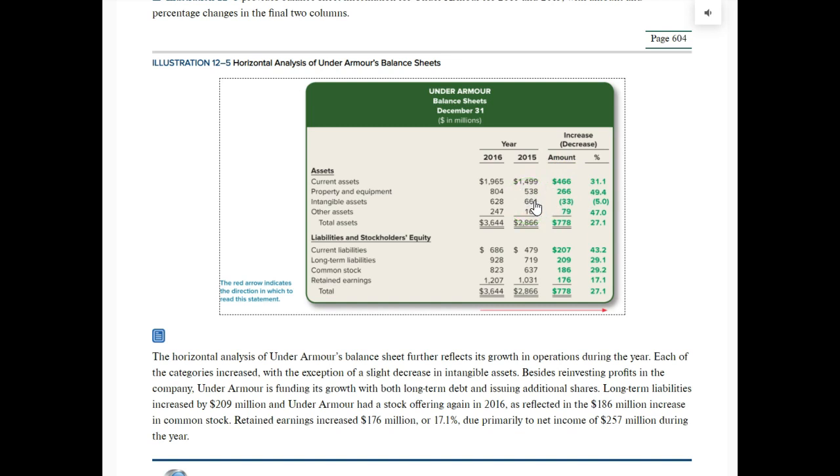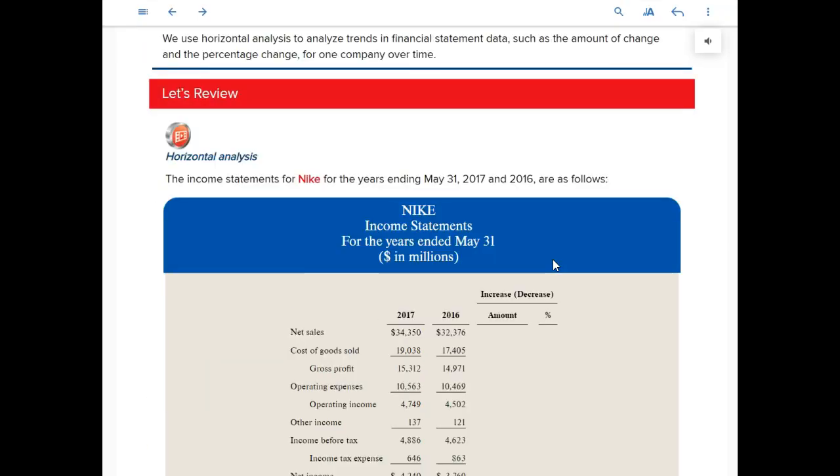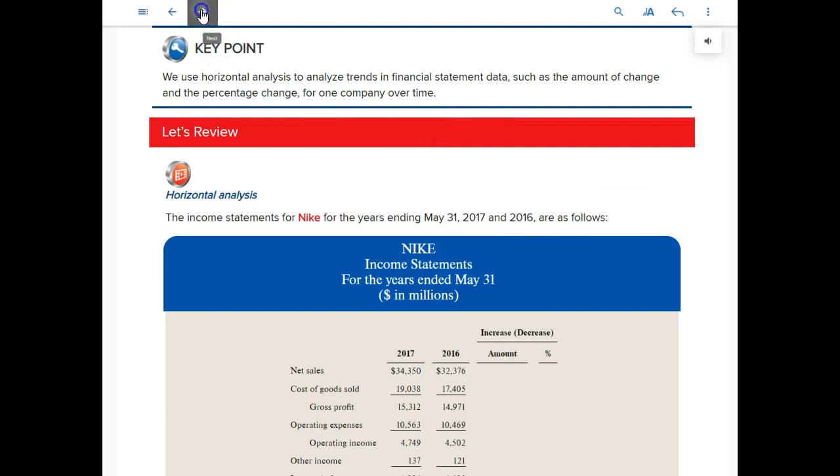Intangible assets went down $33 million. So negative 33 divided by 661 is a negative 5.0%. So its intangible assets went down 5% from 2015 to 2016. So again, just another way to analyze numbers in the financial statements. And here's an example you can look at yourself.